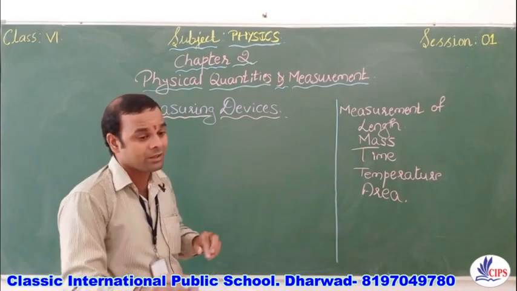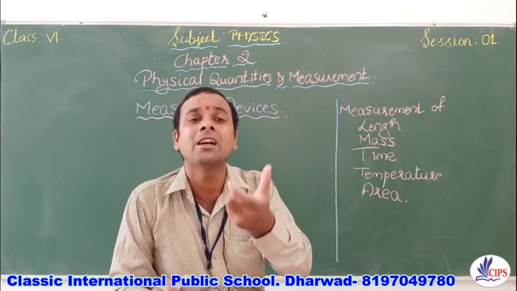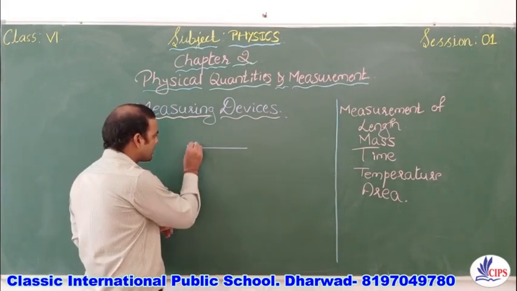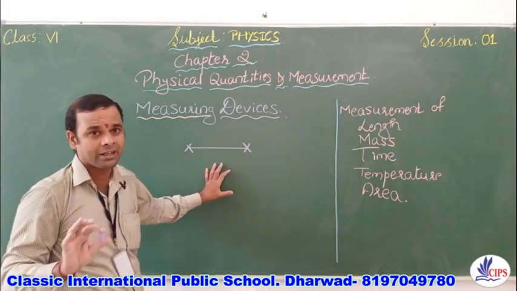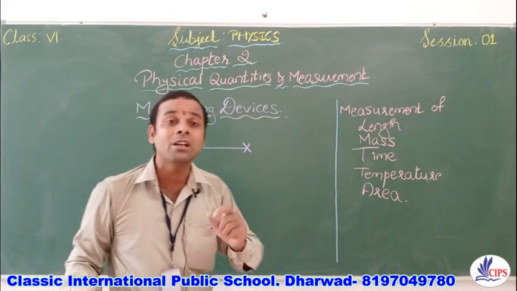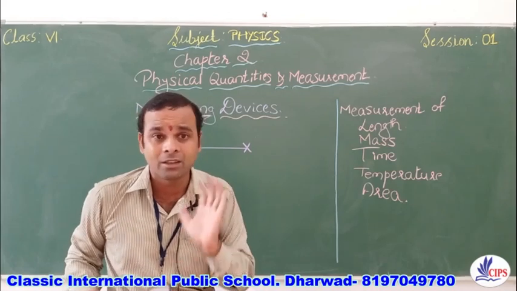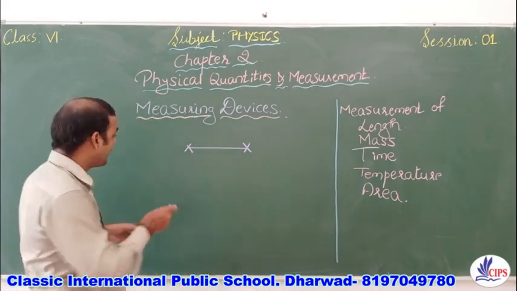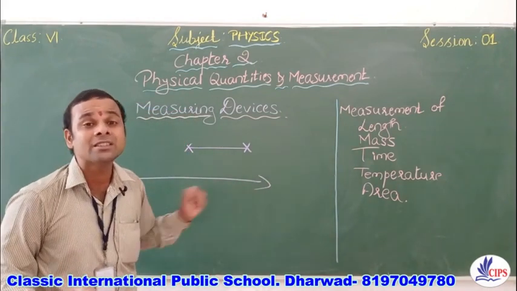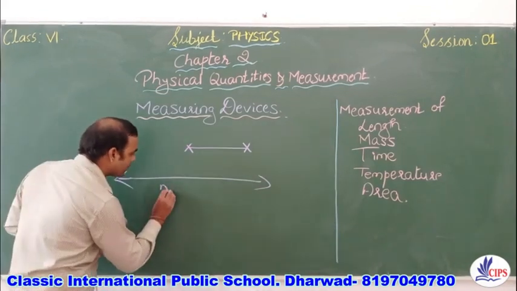In the measuring devices, we use a 15 centimeter long scale for measuring a line segment. A line segment means you have a particular line. For measuring the length of this line, you make use of a small scale, that is, a 15 centimeter long scale. Yes or no? Right. If you have a line this much long, it doesn't fit in the 15 centimeter scale. So instead of using a 15 centimeter scale, you can go for a meter scale.